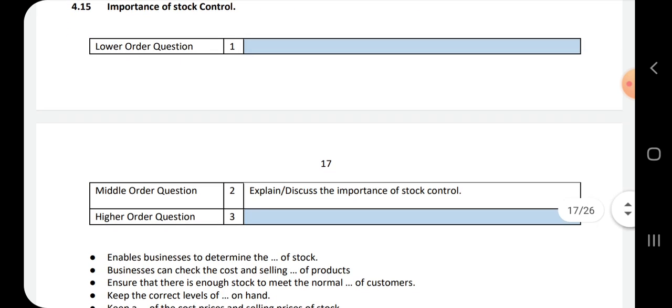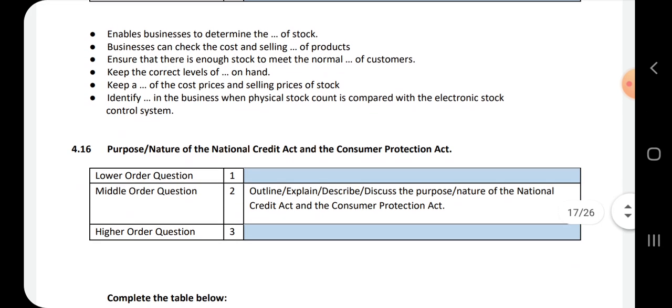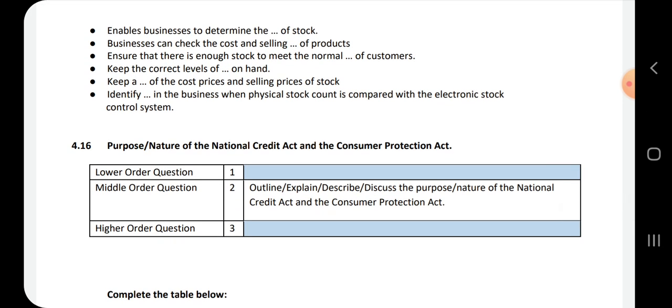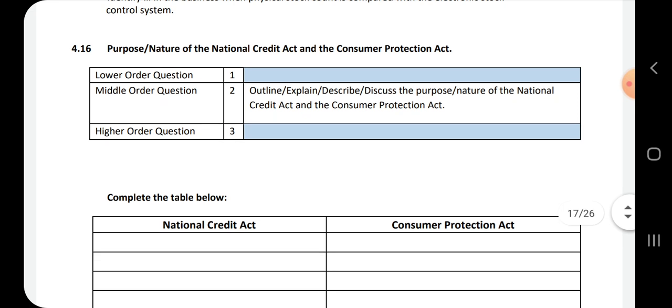So we're going to look at the importance of stock control. Why stock should be controlled. It enables the business to determine the number of stock. The business can check the cost and selling price of products, ensure that there is enough stock to meet normal orders of customers, keep the correct level of stock on hand, and keep a record of the cost price and selling price of stock to identify theft in the business when the physical stock count is compared with the electronic stock control system. So that is why.